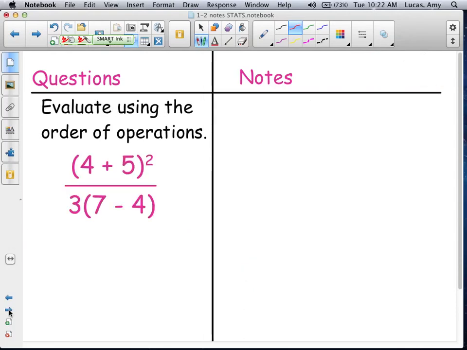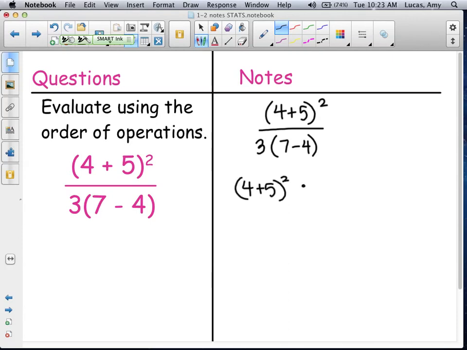Next problem, definitely more complicated than the last ones. Now we've got a big, huge fraction. When you're working with a big, huge fraction, you want to simplify your numerator and simplify your denominator separately. If this problem was written out instead of as a fraction, if it was written out with a division sign, it would look something like this. 4 plus 5 squared, all divided by the denominator, and it would probably have a bracket around it like that.